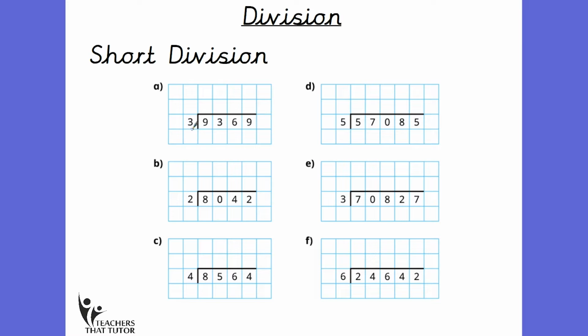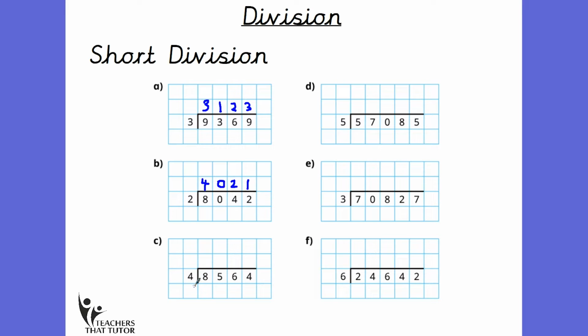So we start off by looking at this 3 here. How many 3's go into 9? 3. How many 3's go into 3? 1. How many 3's in 6? 2. How many 3's in 9? 3. B. How many 2's in 8? There are 4. How many 2's in 0? There are none. How many 2's in 4? There are 2. And how many 2's are there in 2?